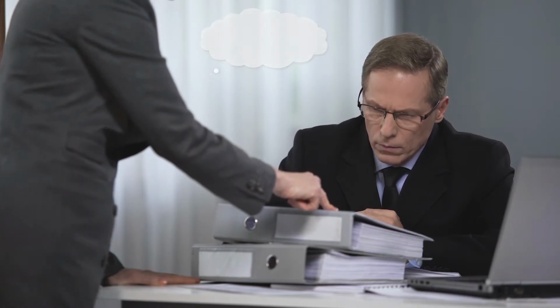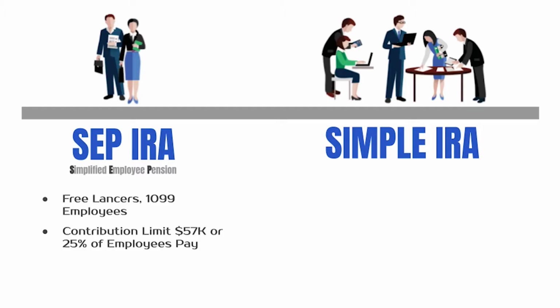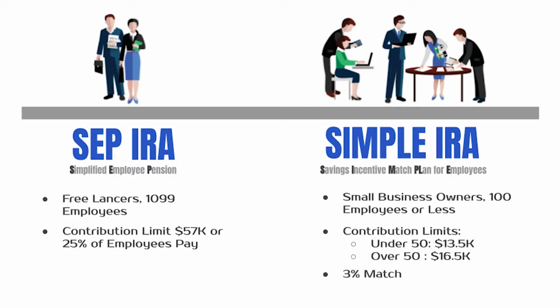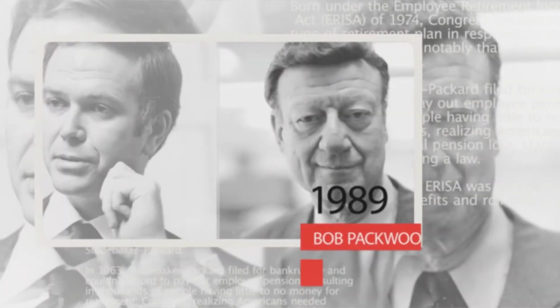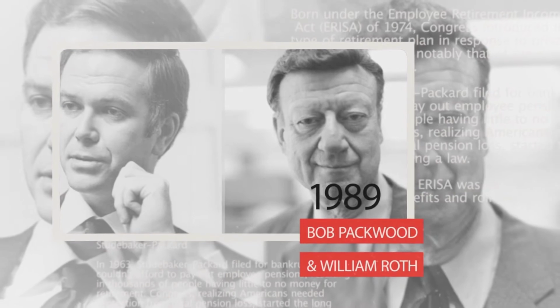Now, if you work for or own your own small business, and that's 100 employees or less, then you will probably want a simple IRA. Simple standing for Savings Incentive Match Plan for employees. So a simple IRA offers a contribution limit of $13,500 and a 3% match. And in addition, workers over 50 have a catch-up contribution, which allows them to contribute $16,500, as well as have that 3% match. So in 1989, along comes Bob Packwood and William Roth.